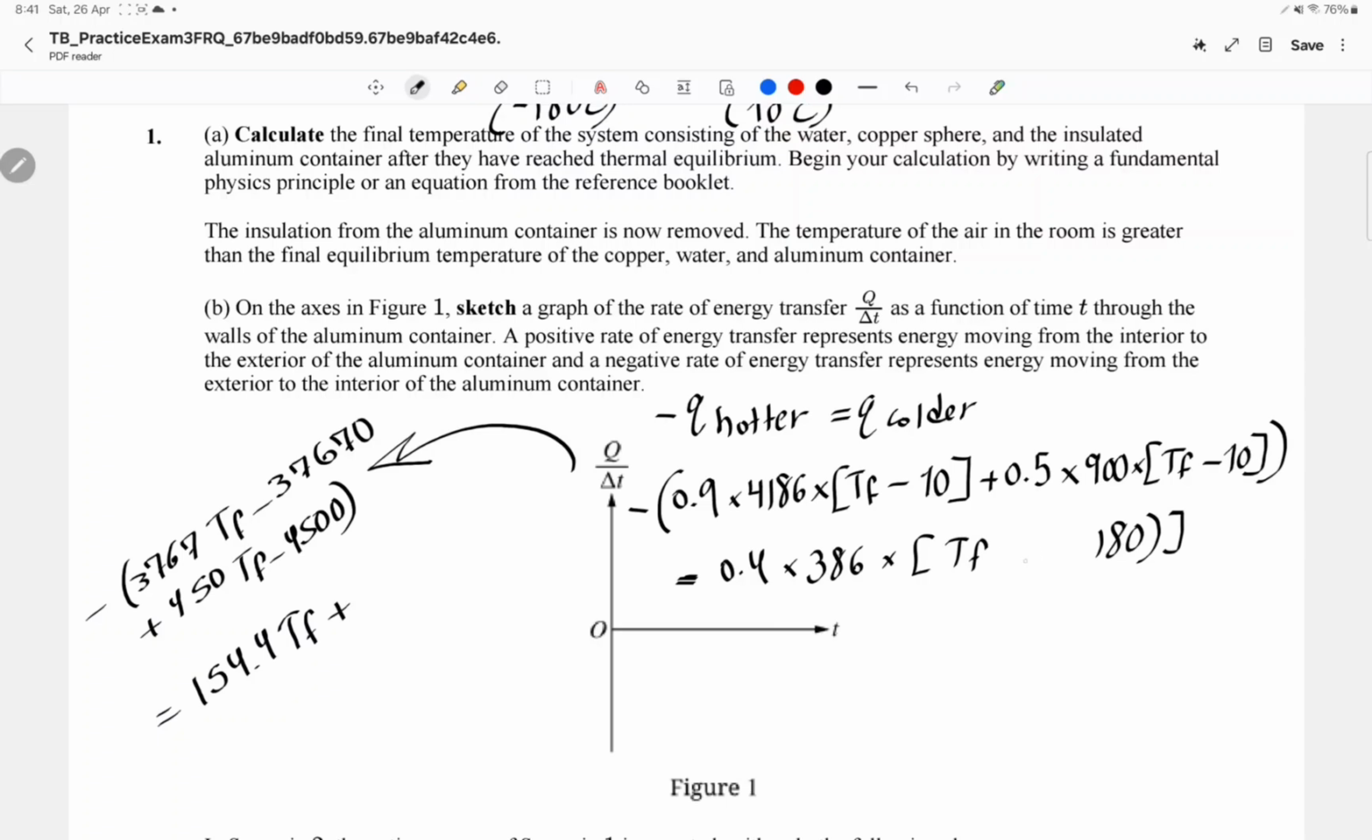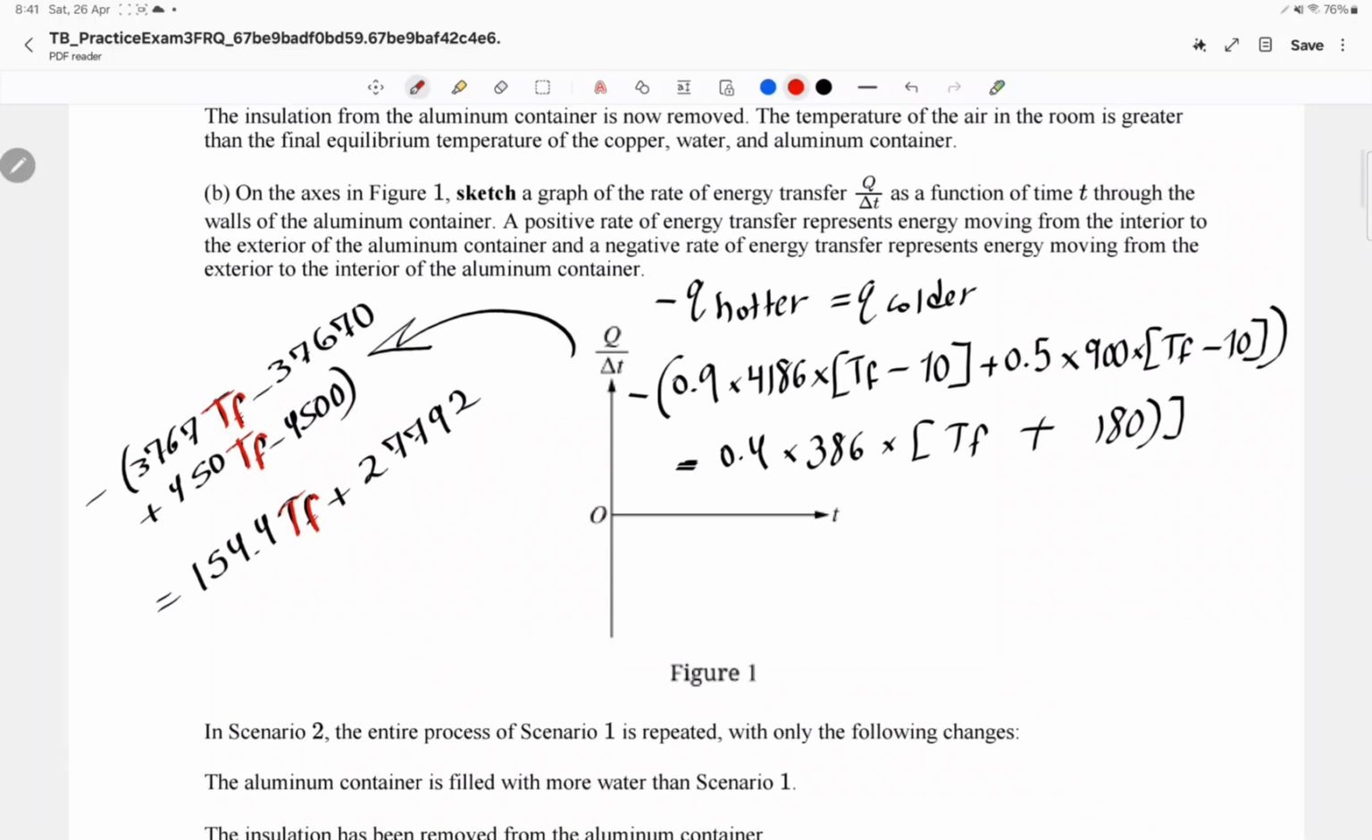Plus, this becomes plus. We're looking for the TF. TF here, TF here. Let's now combine all the TFs. So I'm going to remove the minus sign here. Minus this becomes plus, minus this becomes plus, because there's a minus on the outside and I applied it to all of them. Assuming I'm right.